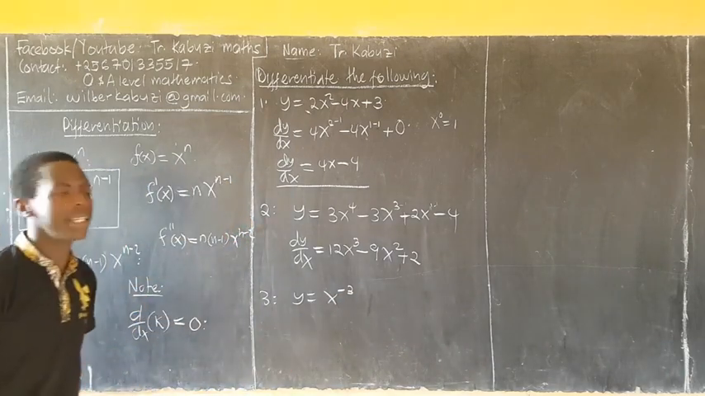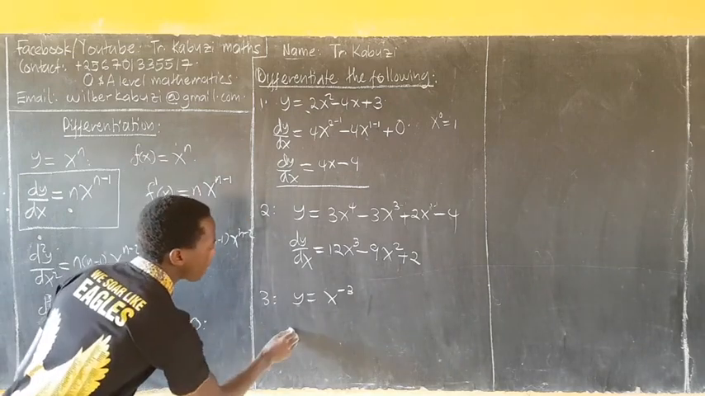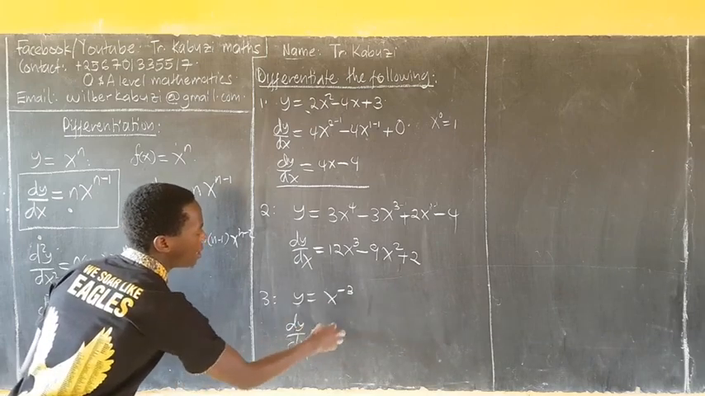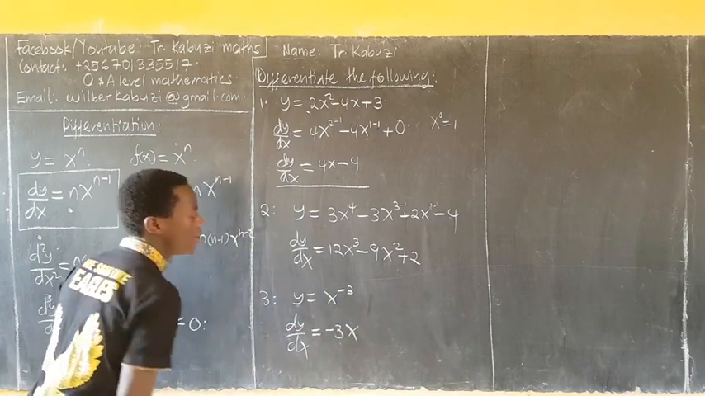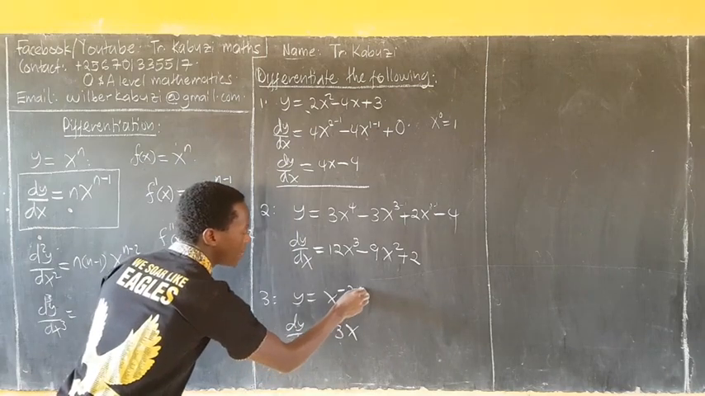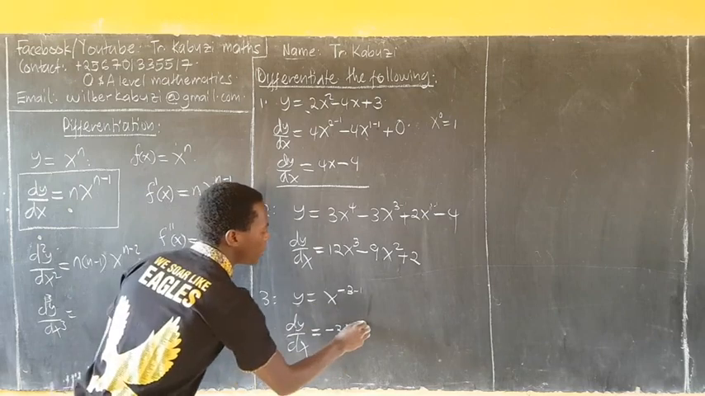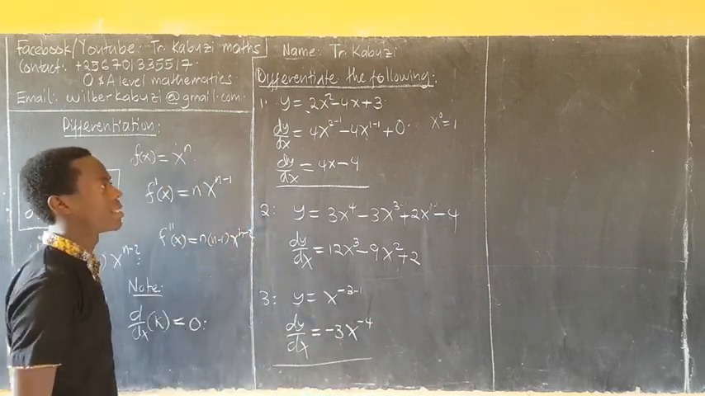Number 3, y equals x power negative 3. That's how we differentiate this. So dy/dx will be: I lower this power, multiply, and I have negative 3. Then I reduce it by 1, so minus 3 minus 1, which would be negative 4. And we stop at that.